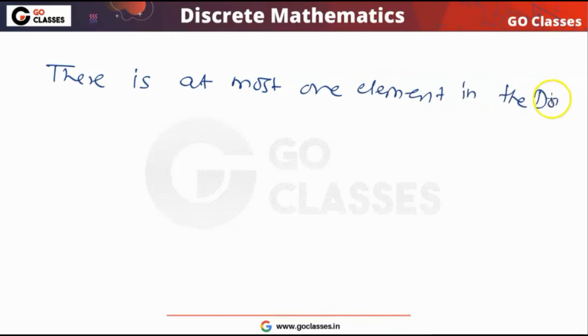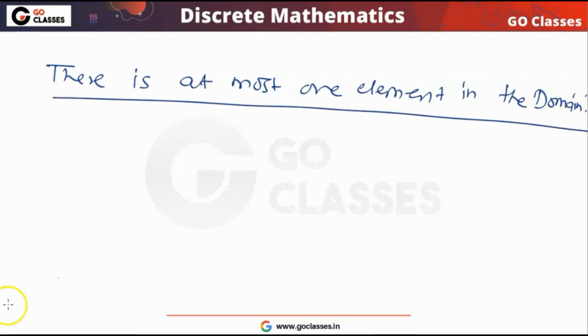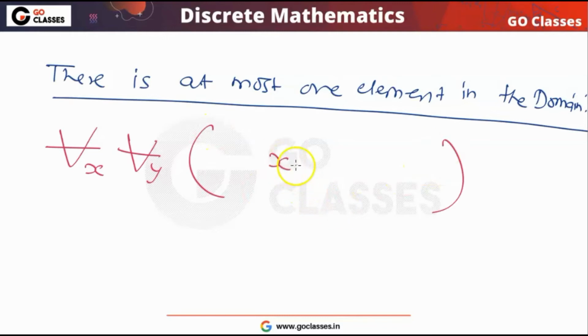So how can we write this statement? There is at most one element in the domain. So how can we write? Very simple. We can say that for all x, for all y, they are basically the same. We read this statement as saying there is at most one element in the domain.